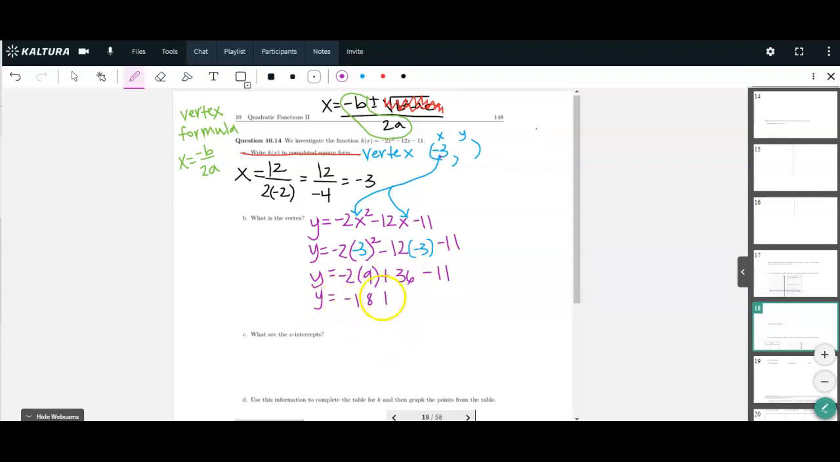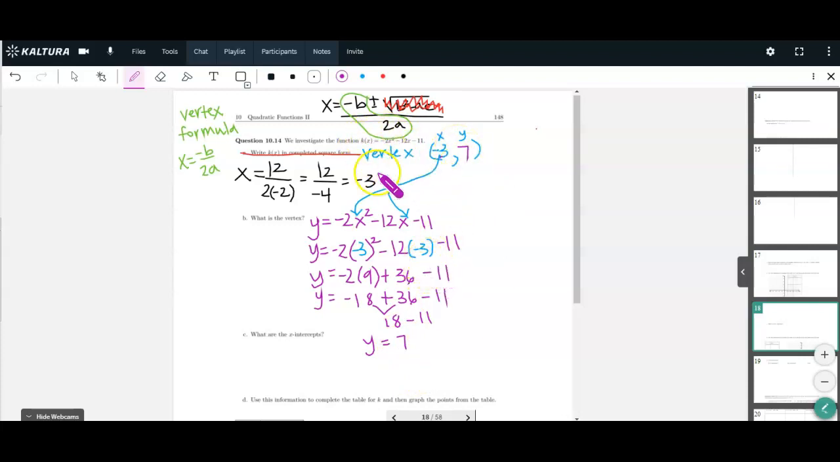Negative 18 plus 36, minus 11. So I get 18 minus 11, which is going to give me 7. So y equals 7 on this. All right, so that is going to be my y-coordinate.